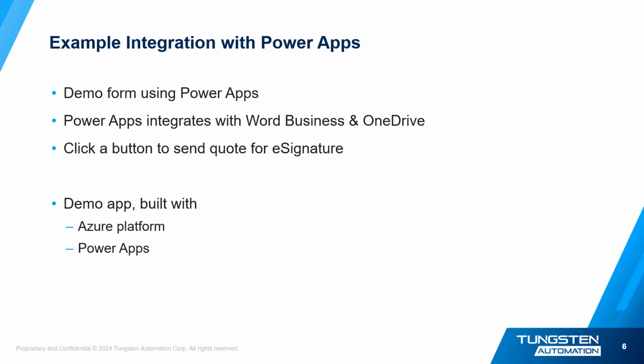Power Apps automatically integrates with Word for Business and OneDrive. With a click of a button, the Power Apps workflow can be used to call the SignDOC REST API to create packages. This demo is built on the Azure platform using Power Apps, and I'm running it as a manual trigger because I just want to show you the capability, but it can be automatically triggered in many different ways within the Power Platform. So let's have a look at the demo.